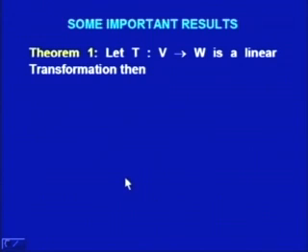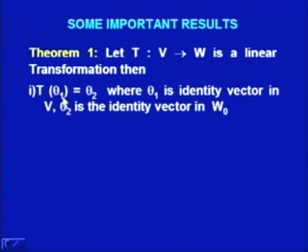Now, we will discuss some important results in the form of theorems. Theorem 1 says that if T is a linear transformation from the vector space V into W, then the first result is that T of theta 1 is equal to theta 2, where theta 1 is the identity vector in V and theta 2 is the identity vector in W.